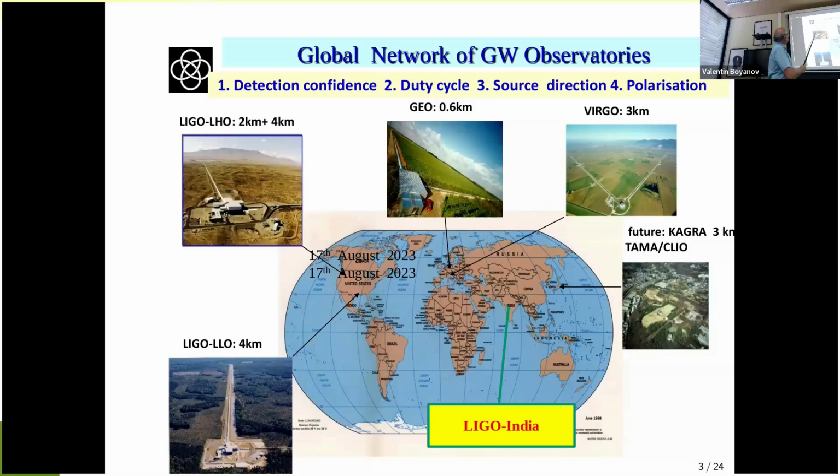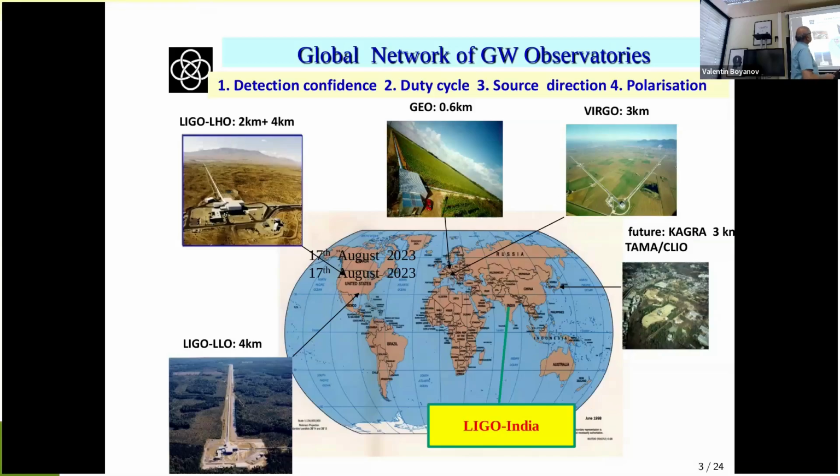So there's the LIGO, LHO, and all that. This is the Hanford, and there's a Louisiana, 2 detectors here in North America. Then there's GEO, but this is too small to detect anything. Then there's the Virgo detector, which is in Italy.